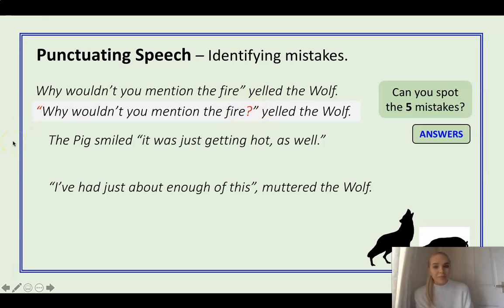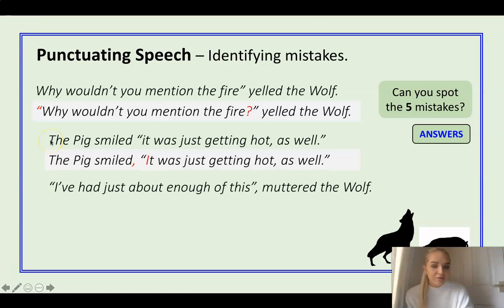Okay, the second one: the pig smiled, it was just getting hot as well. There are two mistakes here. Can you spot them? I can see that because my reported clause is going before the direct speech, I need a form of punctuation here. What form of punctuation do I need? Do I need a question mark? No, I don't. I need a comma, don't I? Well done. And because this is the first part of what the pig is saying, what does this letter need to be? A capital. So we have spotted our next two mistakes.